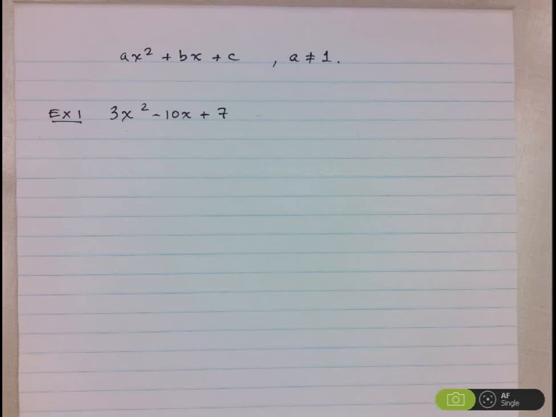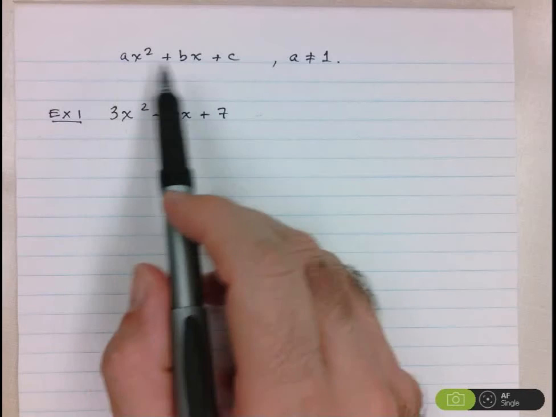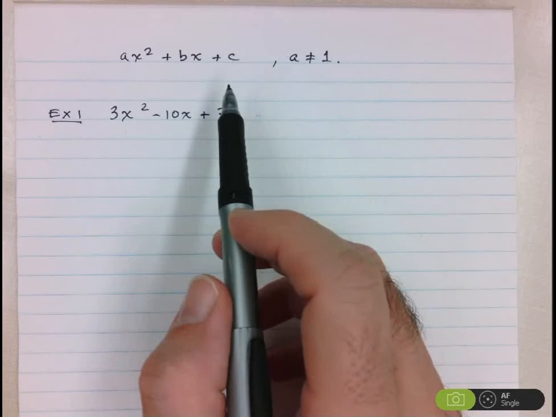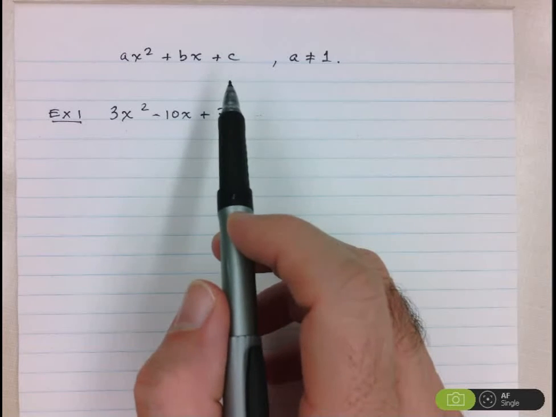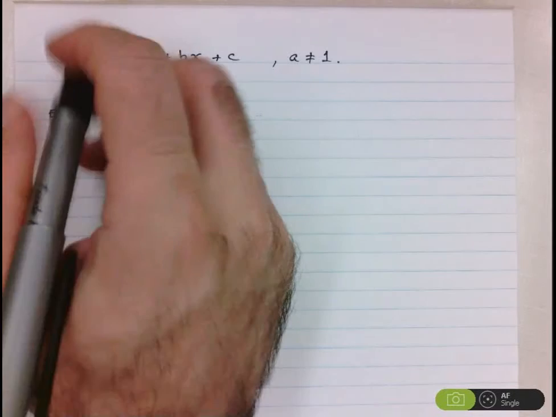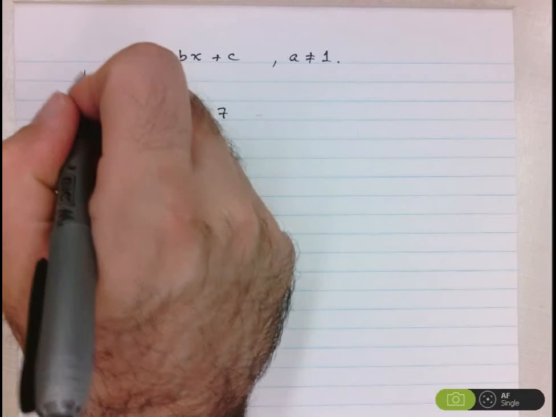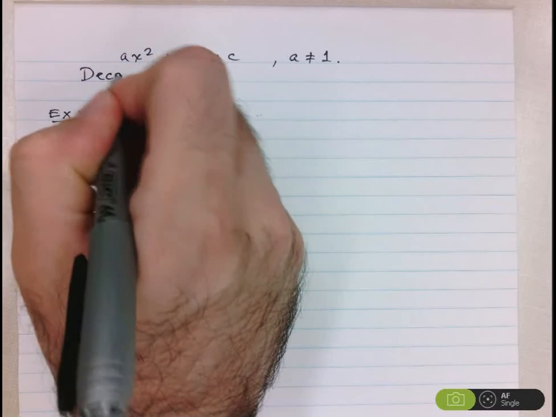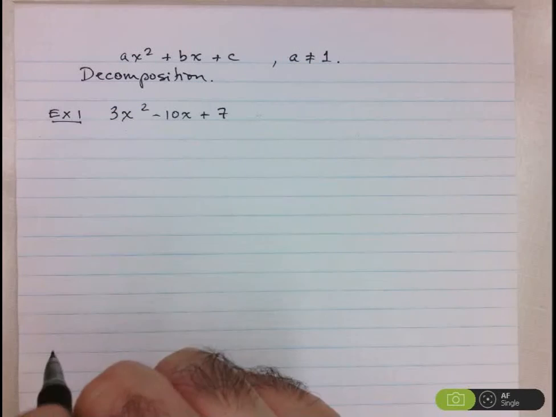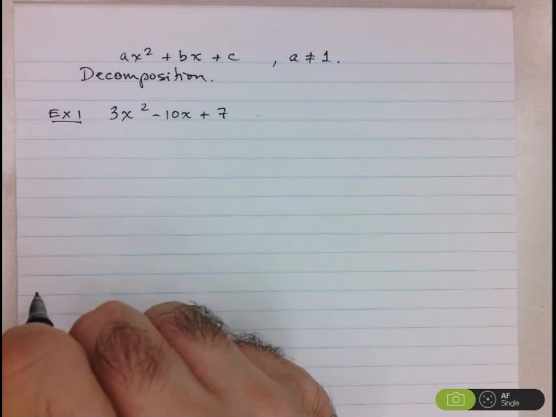Hi folks, today we're going to take a look at some examples of factoring trinomials of the form ax squared plus bx plus c, where a is not equal to 1, and we're going to look at an alternative to factoring this by guess and check. We're going to use something that is more systematic, maybe a bit longer, but it is more systematic, and that's called decomposition. Okay, so let's take a look at this example here.